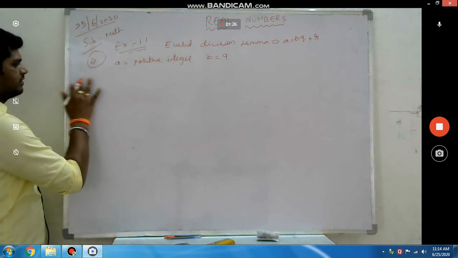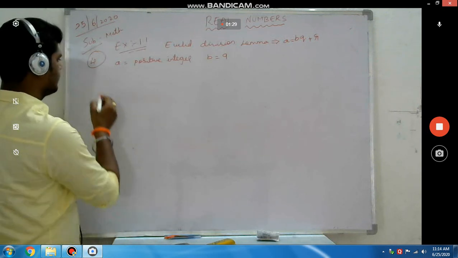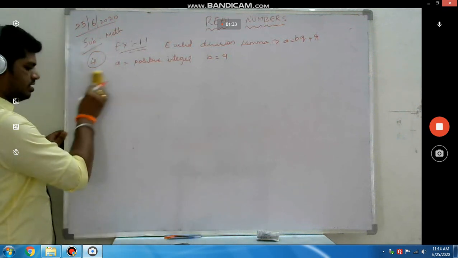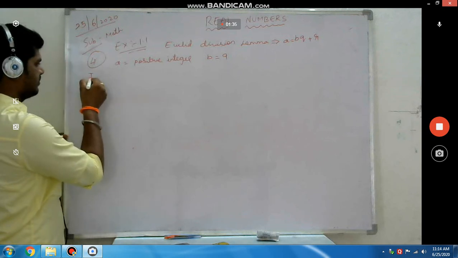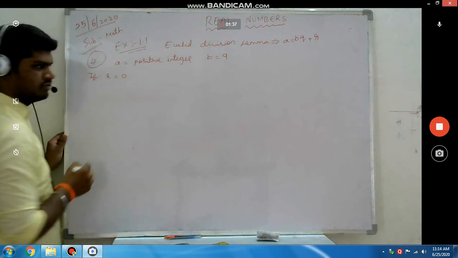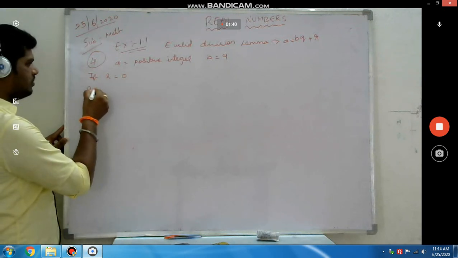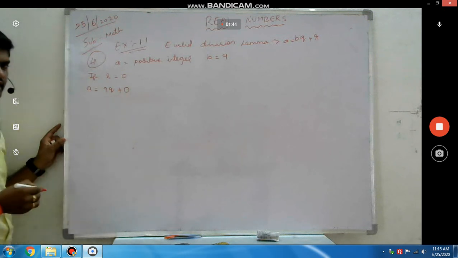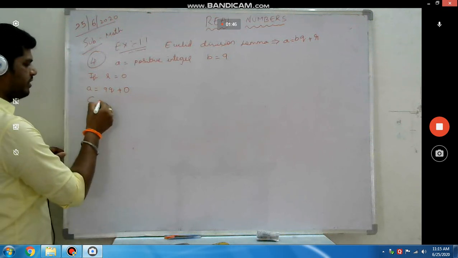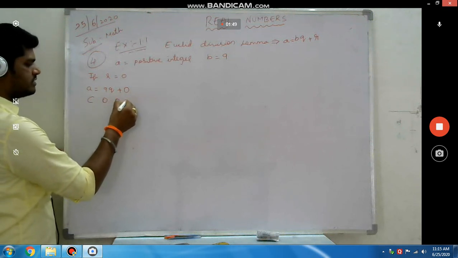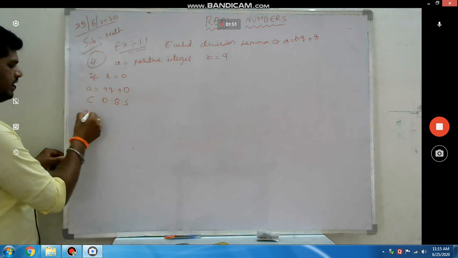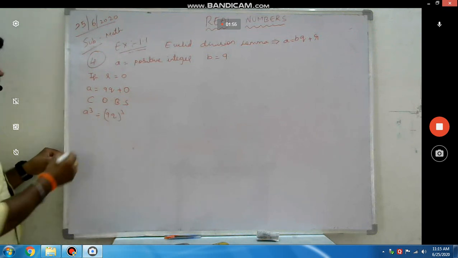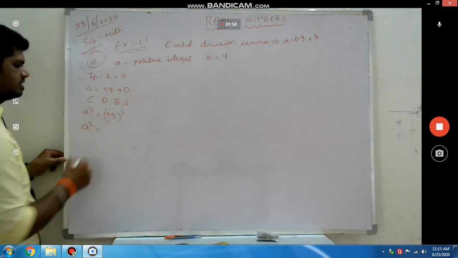If r is equal to 0, then a is equal to 9q plus 0 according to Euclid division lemma. Cubing on both sides, it will become a cube equals 9q whole cube, which means a cube equals 9 cube q cube.